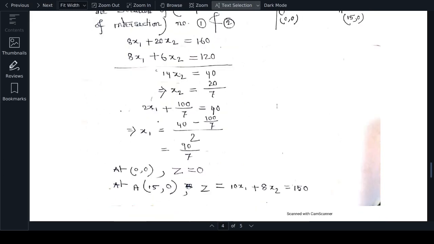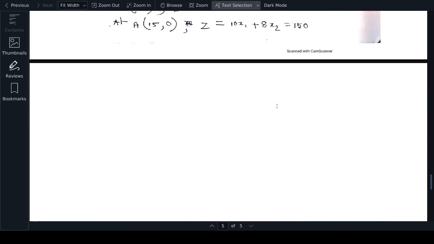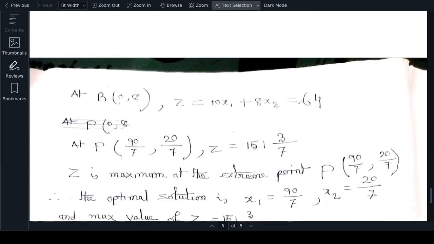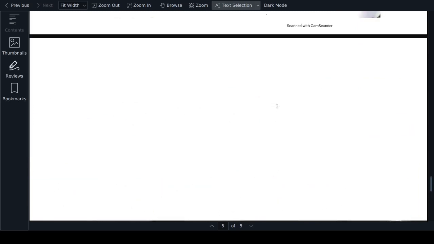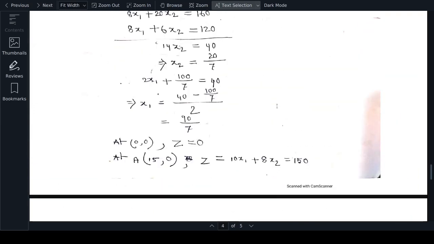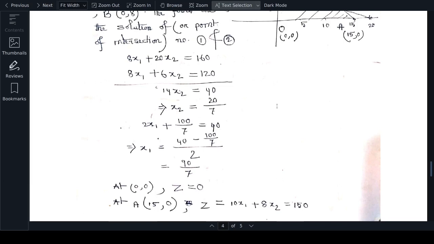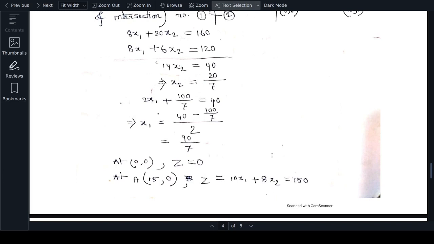Then you see the inequality. Twice x1 plus 5x2 less than or equal to 40. You substitute x1 and x2 as 0. Then left hand side is 0, right hand side is 40. So 0 less than or equal to 40. Does this inequality satisfy or not? Yes, sir, 0 is obviously less than 40.